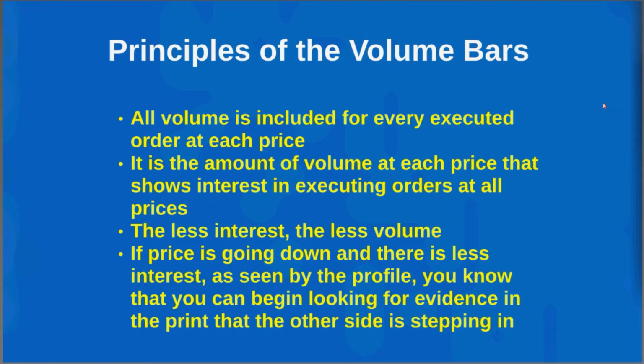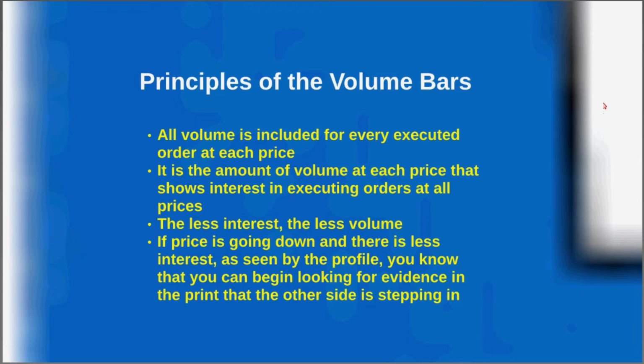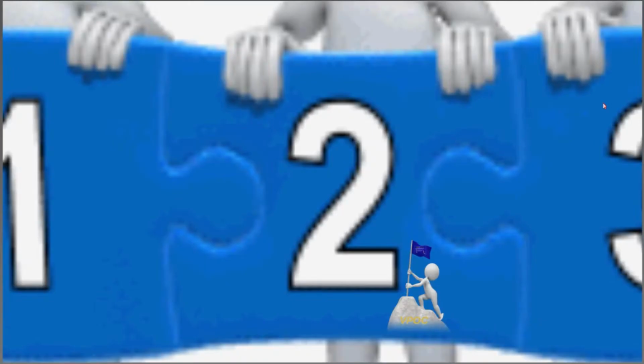All volume, principles of the volume bars. It's all volume that's included, that's for every executed contract, every order executed at each price. It's the amount of volume at each price that shows interest in executing orders, again, at all prices. When there's less interest, there's less volume. When there's more interest, there's more volume. If price is going down and there's less interest, as seen by the profile, you know that you can begin looking for evidence in the print that the other side is stepping in, and voila, you have a long opportunity.